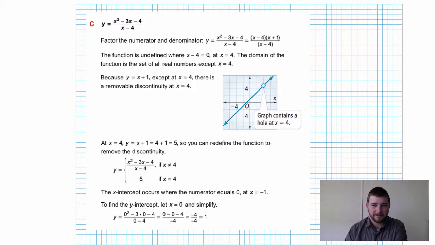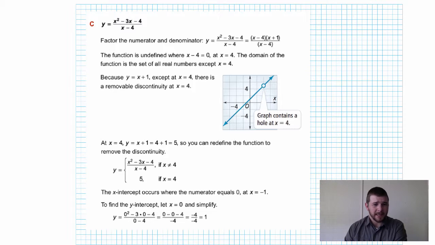Do you remember what that means? I do. The function is undefined where x minus 4 equals 0. That's at x equals 4, because that's the value that when substituted gives us a denominator of 0. That's just a huge key concept. Remember that. You're looking for the values of x that make the denominator equal 0 if you're looking for points of discontinuity. The domain of the function is the set of all real numbers except x equals 4. We've heard that over and over.